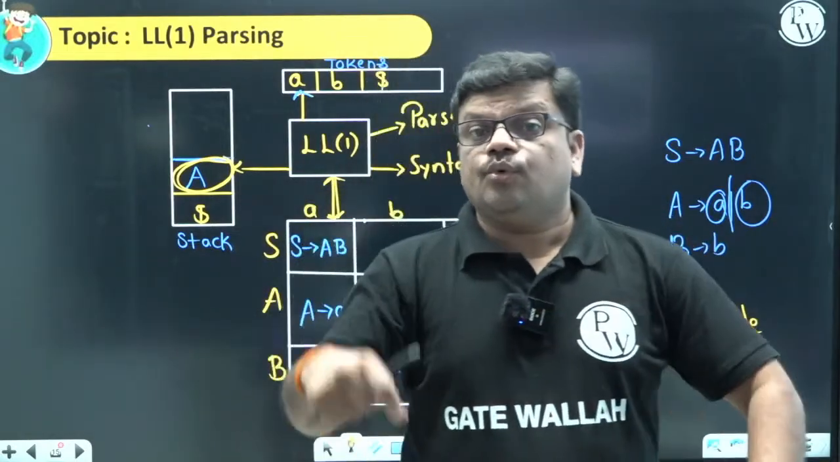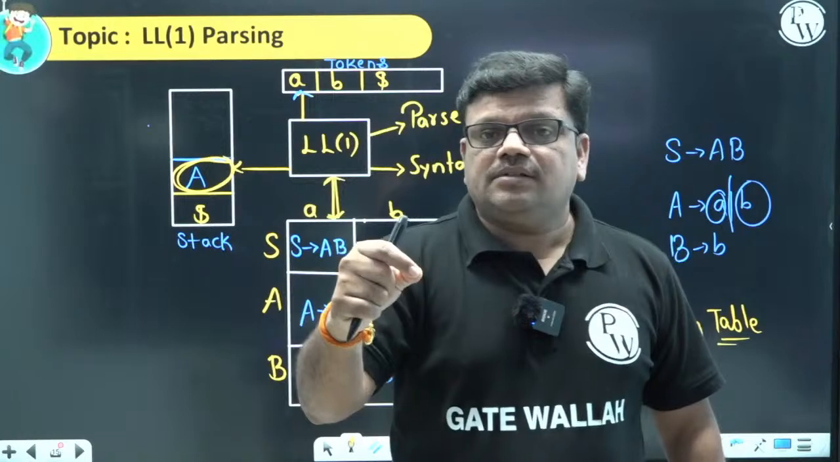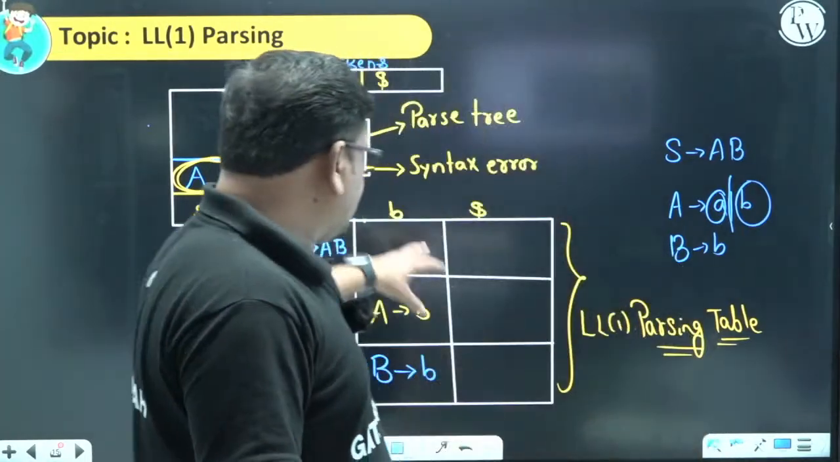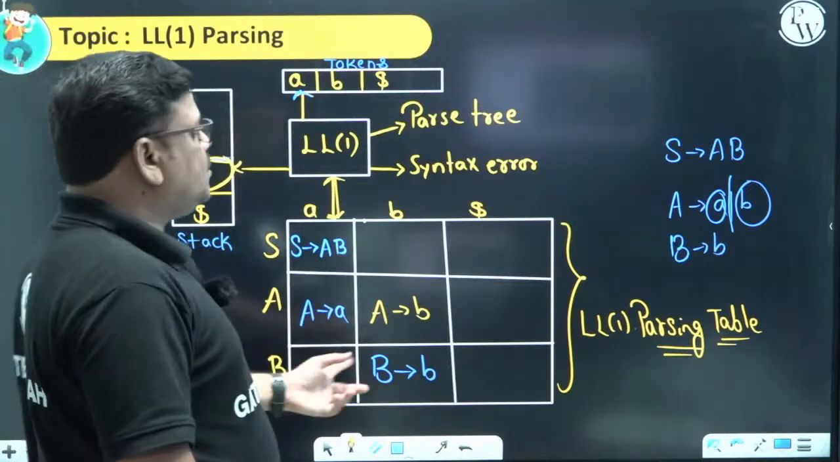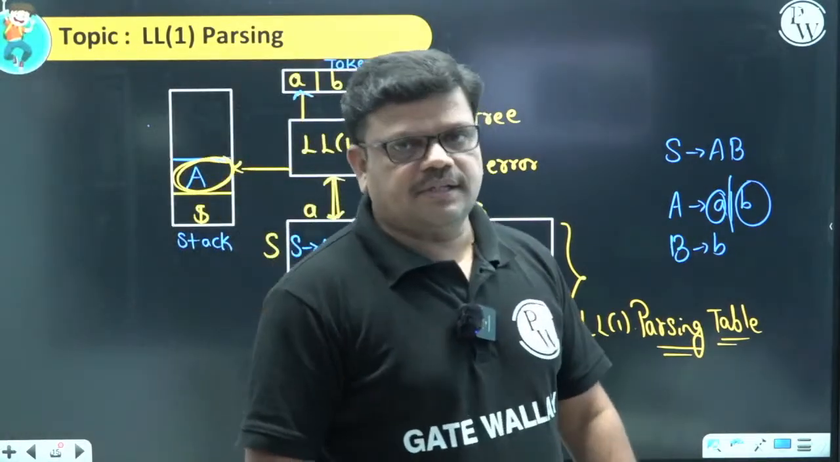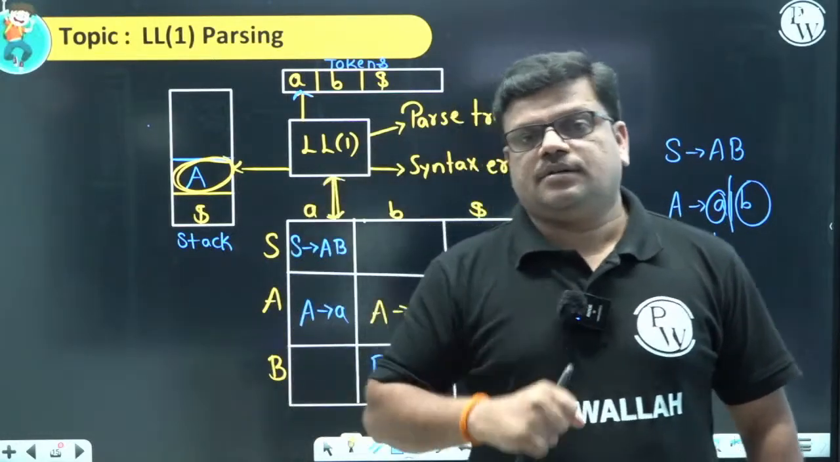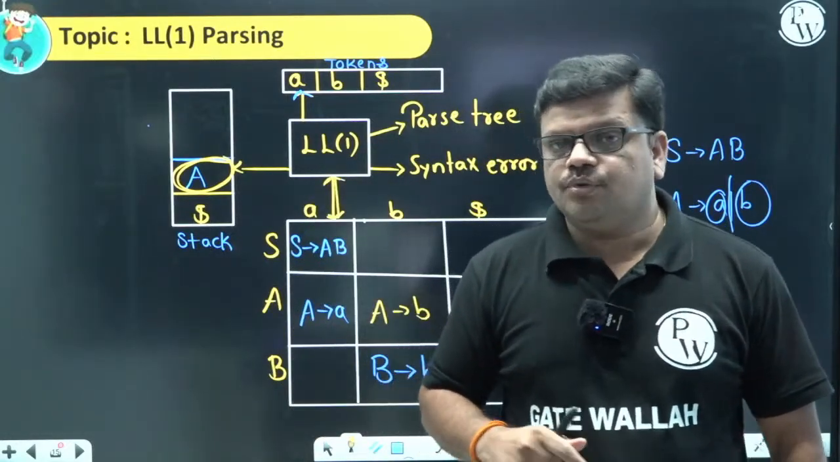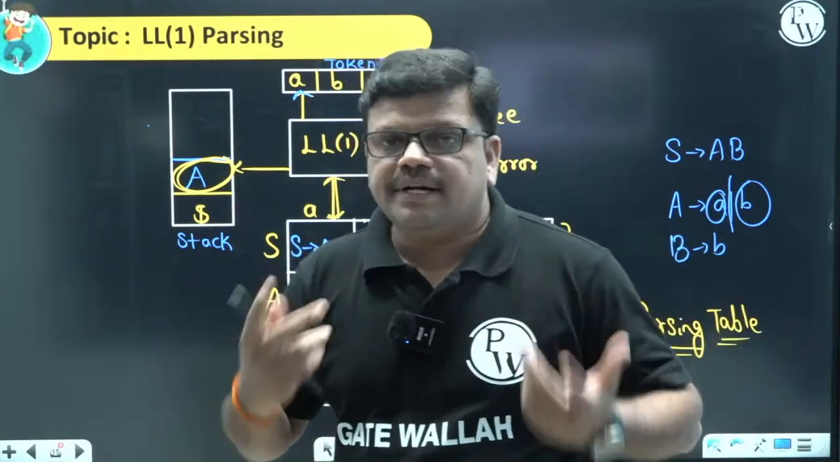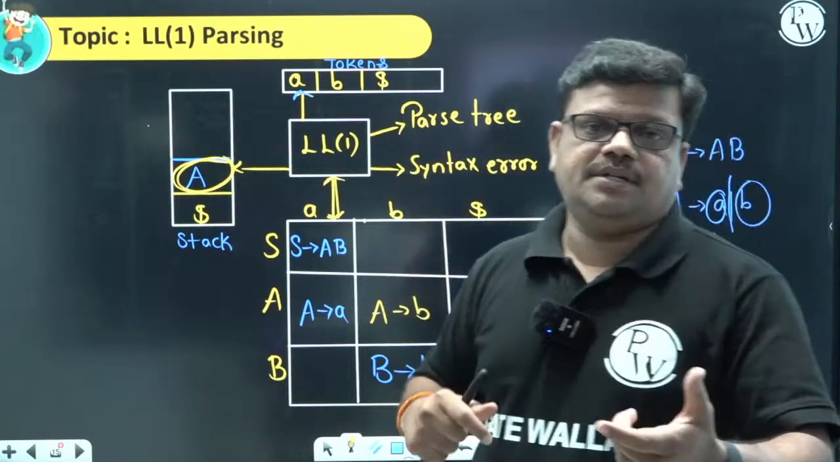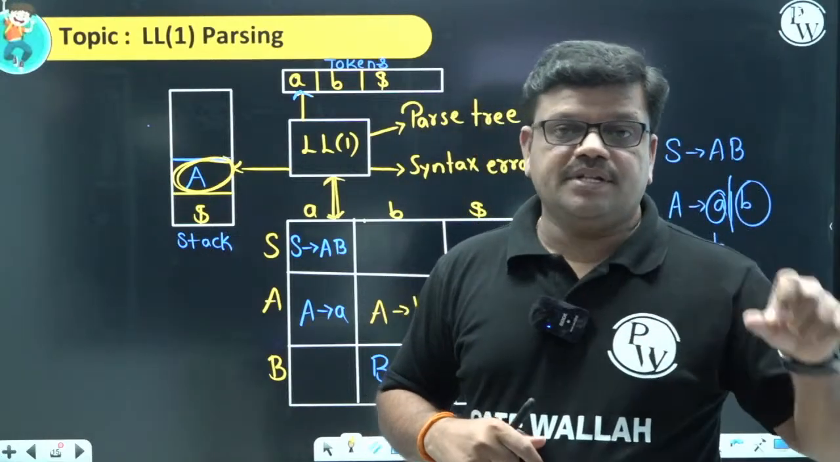So whenever the parser has to predict any production, it depends on the table. That's why this table is also called the predictive parsing table, used for prediction of a particular production from multiple productions. So the LL1 parsing table or predictive parsing table is used in order to avoid the confusion of multiple productions.